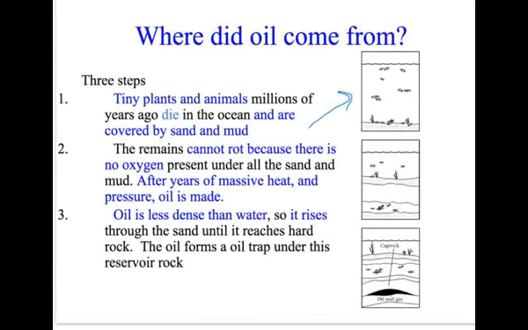Their remains cannot rot because there is no oxygen under all that sand and mud. After years of massive heat and pressure, oil is made. Oil is less dense than water, so it rises through the sand until it reaches hard rock. The oil forms an oil trap under this reservoir rock.